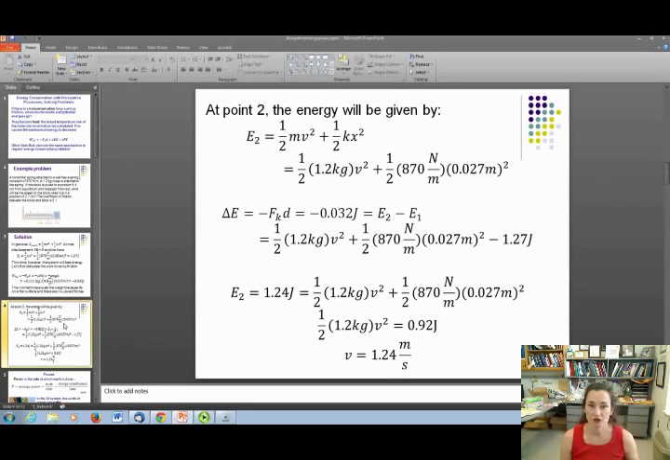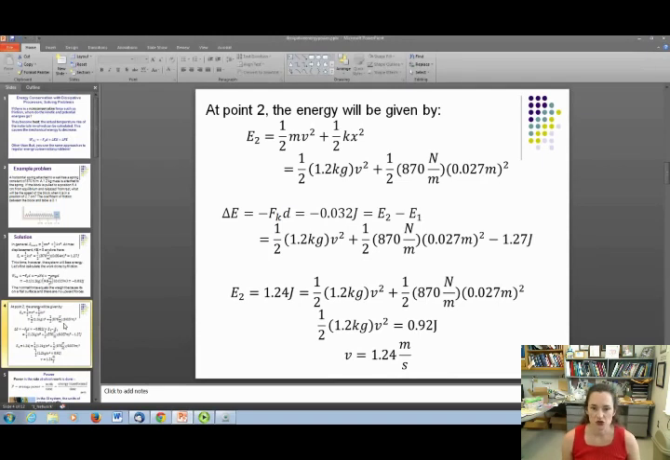So we have minus 0.032 joules is equal to 1/2 times 1.2 times V squared plus 1/2 times 870 newtons per meter times 0.027 meters squared, and then minus 1.27 joules, which was the value that we got for E1. At this point, we're trying to solve for a speed, so we need to isolate E2. So if you add 1.27 joules to both sides of that equation, then you get 1.24 joules for the value of E2. That's adding 1.27 minus 0.032 joules, keeping a certain number of sig figs.